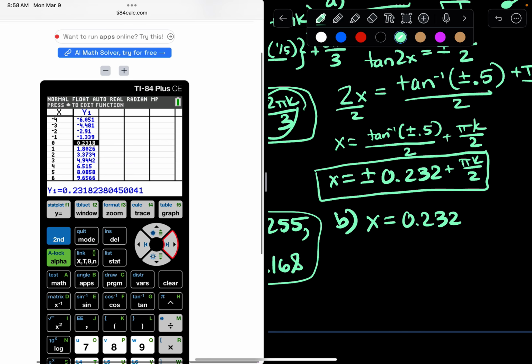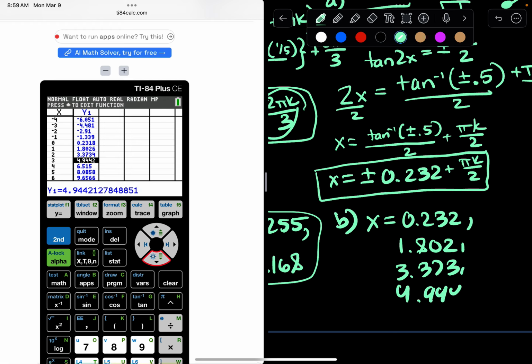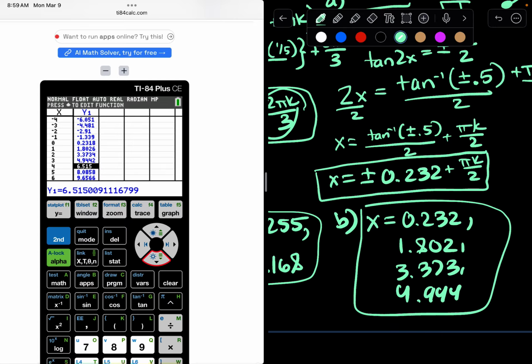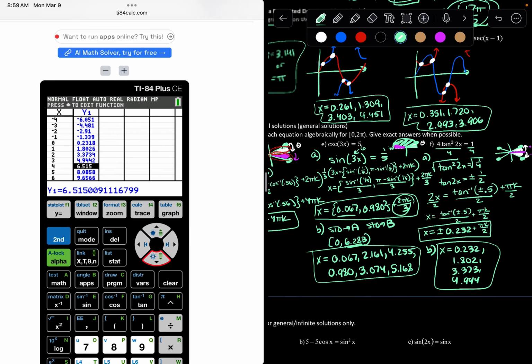So I have my 0.232, and then I have 1.802, and then next I have 3.373, and then 4.944, and then I see a 6.5, but that goes above our domain restriction of the 6.283, so those are my 4 solutions. All right, hope this was helpful.